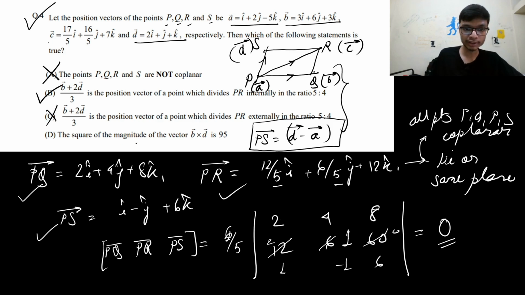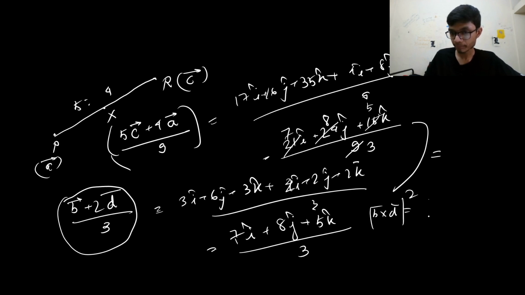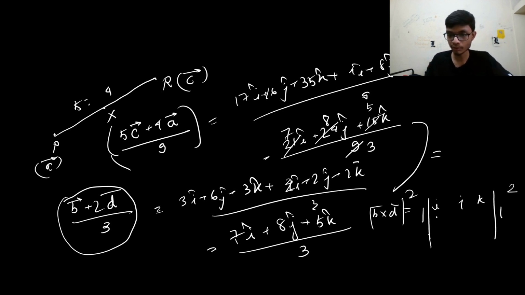If you check the last condition, you have to find the cross product of B cross D and find the square of the magnitude of the vector. You know how to deal with cross product, so you can try it on your own. You first find the cross product, then its magnitude, and then square it. B is 17 by 5, 16 by 5, 7, and the D vector is 2, 1 and 1 over here.